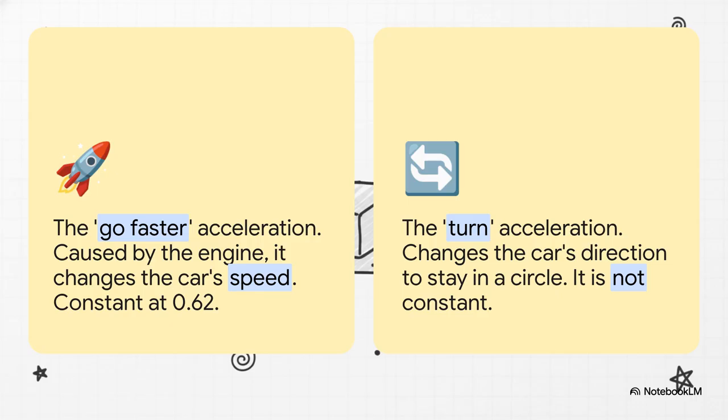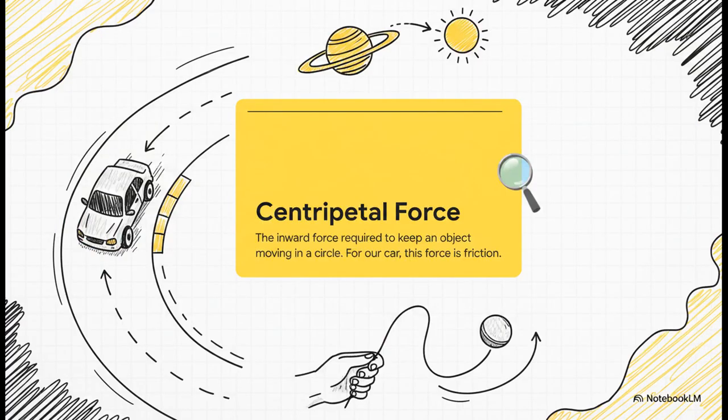But then on the right, you have the normal acceleration, Wn. This is the turn acceleration. Its only job is to change the car's direction, keeping it on that circular path. And here's the crucial part. This one is not constant. Why? Because the faster the car goes, the more of this turn acceleration it needs to keep from flying off the road.